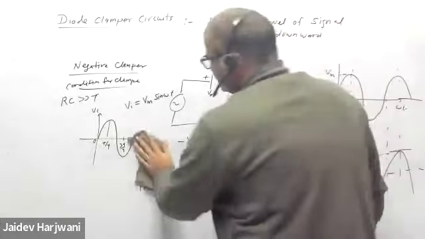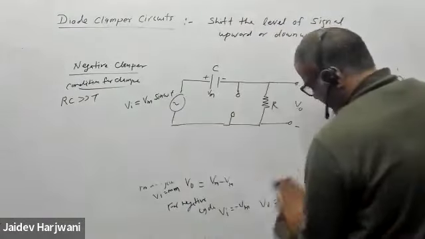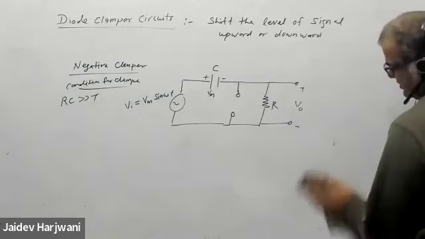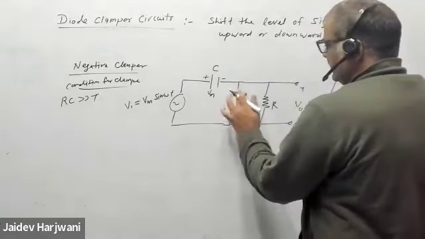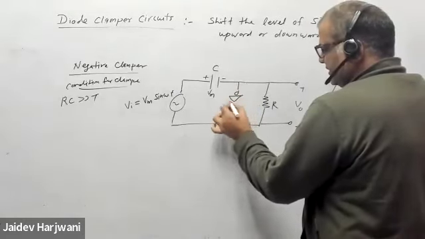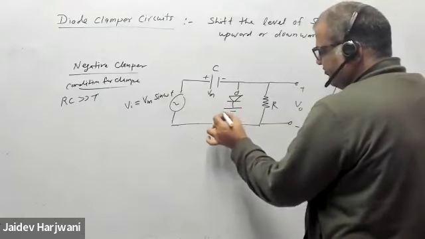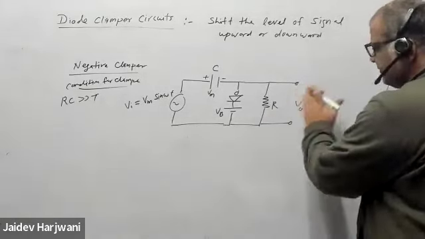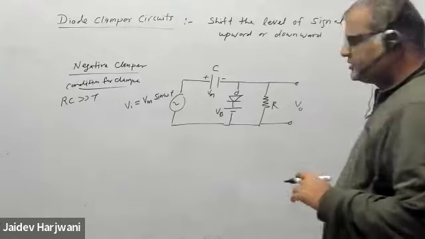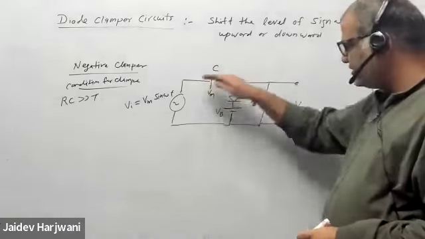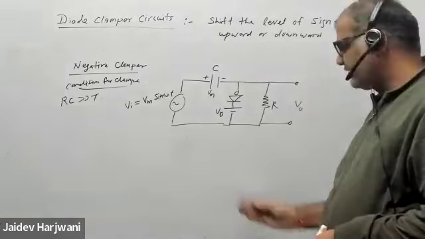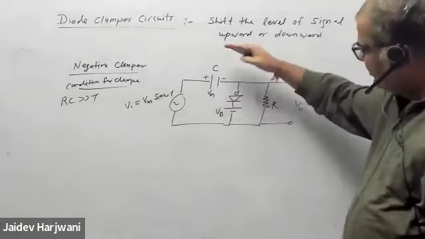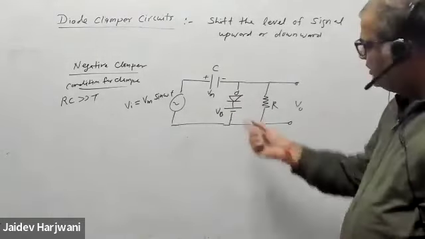Now let me modify the circuit a little bit more. I'll keep on doing negative clampers first, then we'll do positive clampers. This is a negative clamper. The diode is like this, and let me put a battery here of VB. The story is the same. The signal will always shift in the direction of current. If current is moving like this, the signal will shift down. If current is moving like this, the signal will shift up. You have to remember that for all clamper circuits. Now current is flowing down, so it will shift down, but how much, that we will decide now.